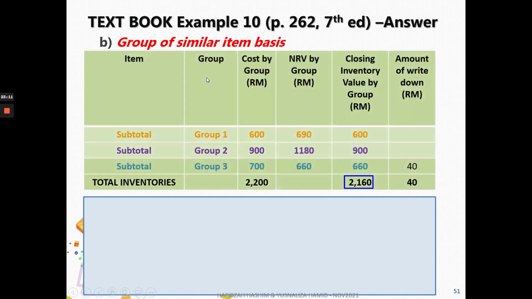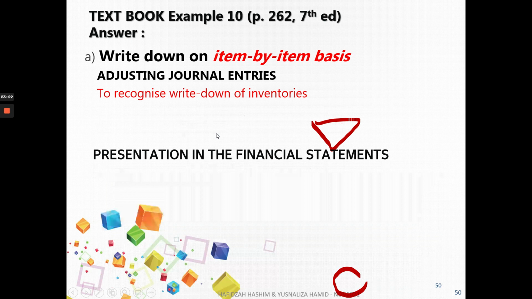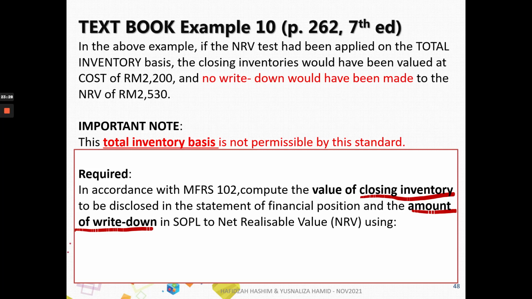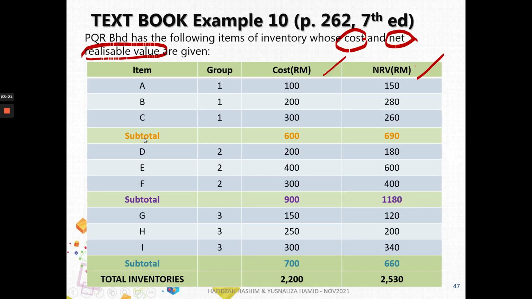And on the group of similar item basis, what you are going to do is you're not going to compare each item, but you're going to get the total from each group. So if you can recall from our previous example, the same example, you have the detail of the group. If you look at the detail of the group, each group has its subtotal. So what you need to do is to go and total up the cost of the first group and also the NRV of the first group, like what has been done here. You proceed for all three groups. So they are all together 3 groups, right? Group 1, 2, and 3.